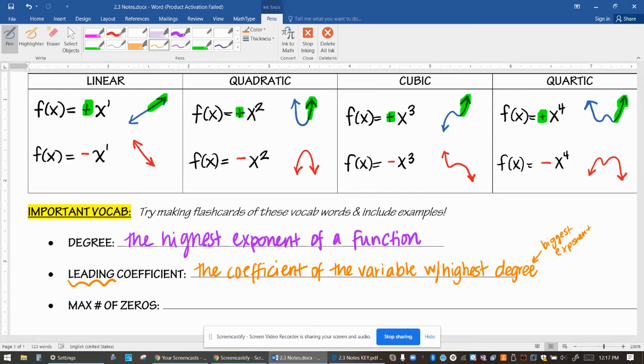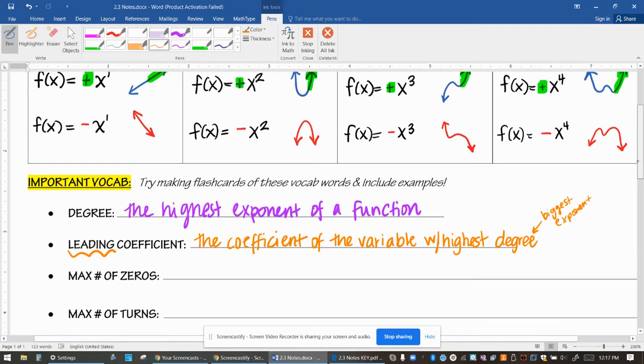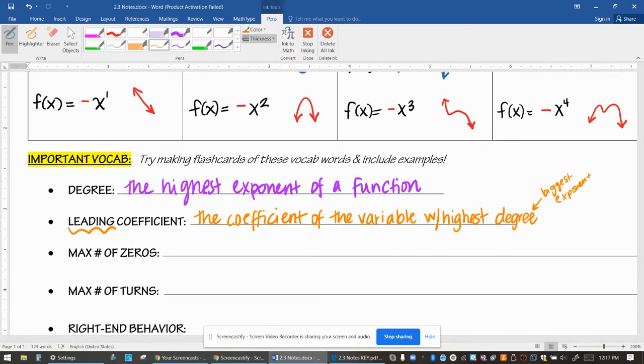Now, I might have mentioned it to you guys before in class. Not sure if you caught on to it, but when you are solving a function, the solutions can also be called zeros. So zeros, remember, are also known as solutions. You can write them as x equals, like x equals 2, x equals negative 1/3, whatever. The most amount of zeros or solutions that a function can have depends on the degree.